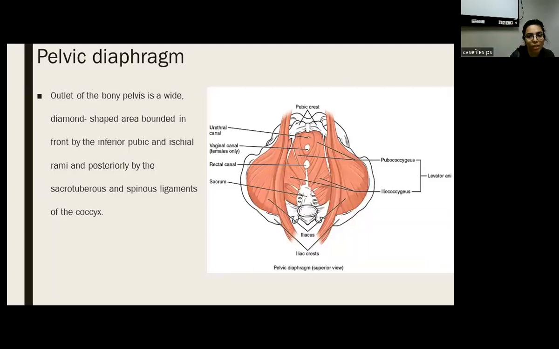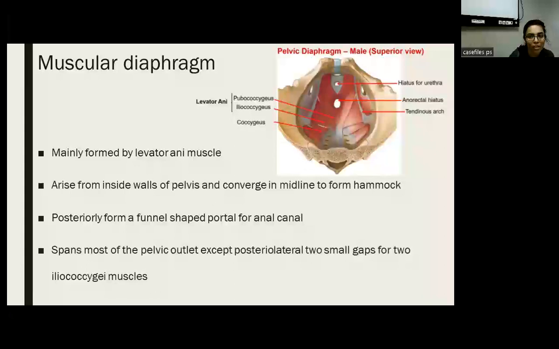Then the pelvic diaphragm, which is present at the outlet of the bony pelvis in the shape of a diamond, bounded in front by the inferior pubic and the ischial rami, and posteriorly by the sacrotuberous ligament and the coccyx. The anterior half of this diamond, the anterior triangle, is the ligamentous diaphragm, and the posterior one is the muscular diaphragm. The muscular diaphragm is mainly formed by the levator ani muscle, which arises from the inside wall of the pelvis and goes downward and converges in the midline to form a hammock-like structure.